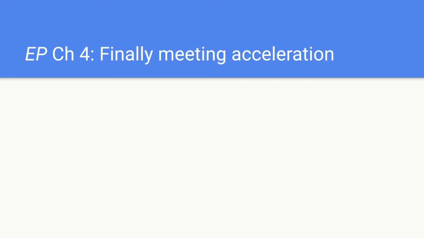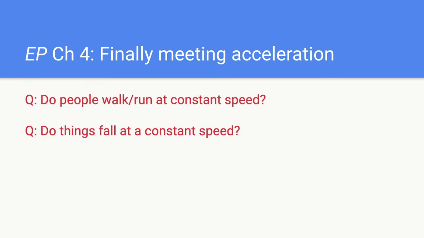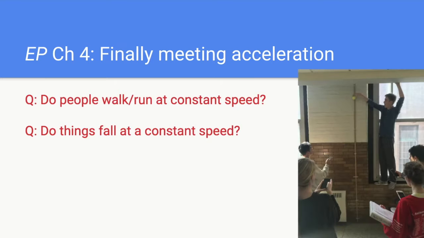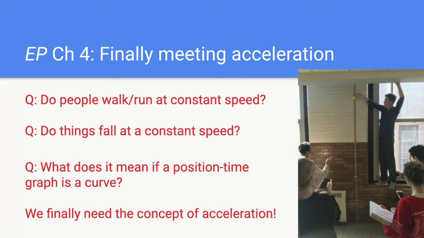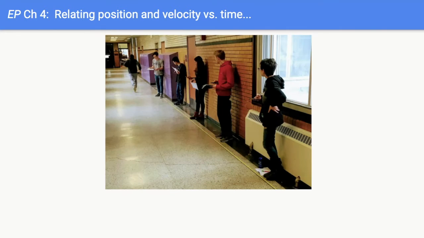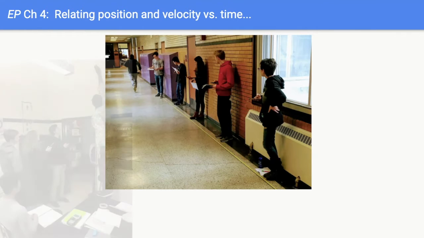We explore motion with questions like, do people walk or run at a constant speed? Do things fall at a constant speed? What does it mean if a position-time graph is a curve? We finally need the concept of acceleration. We challenge students to collect data and make graphs to answer these questions. The data is messy, but the challenge is rich.